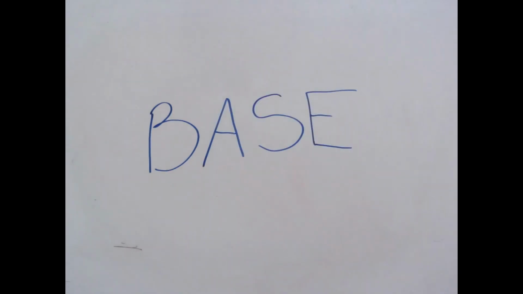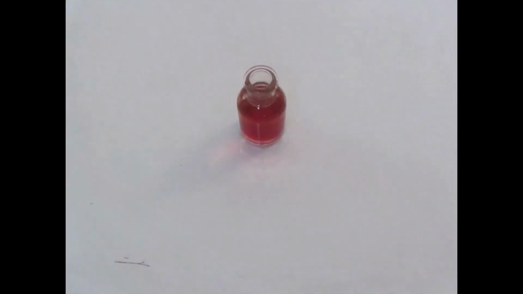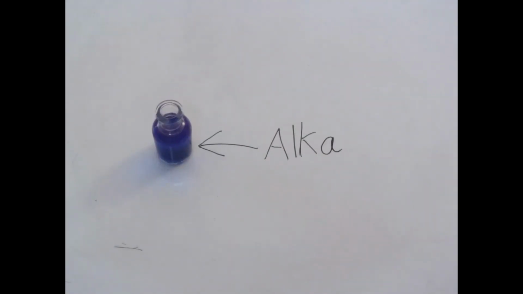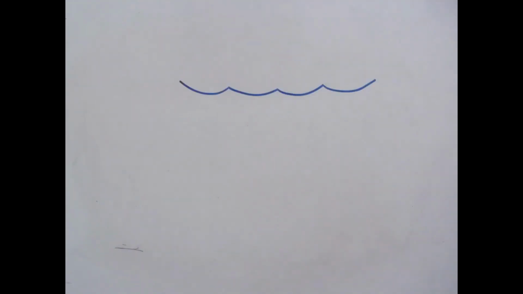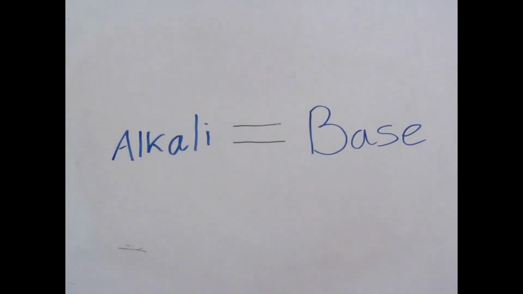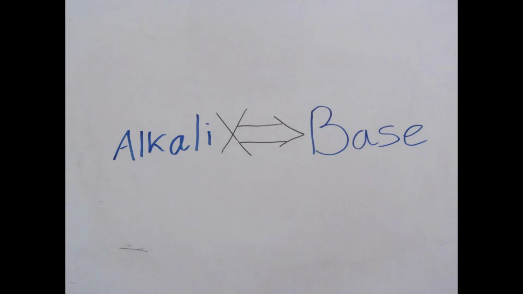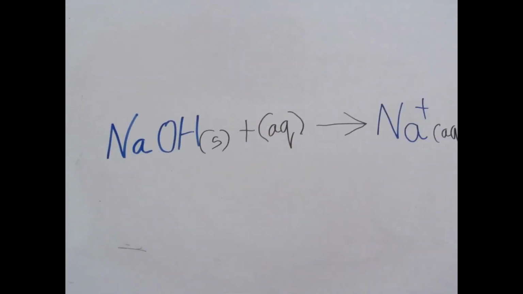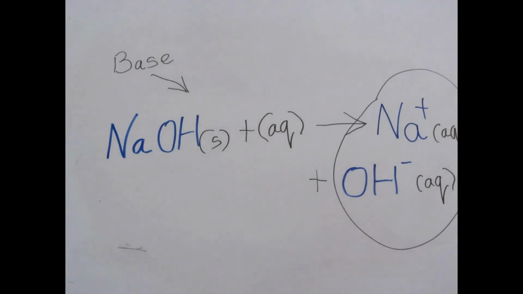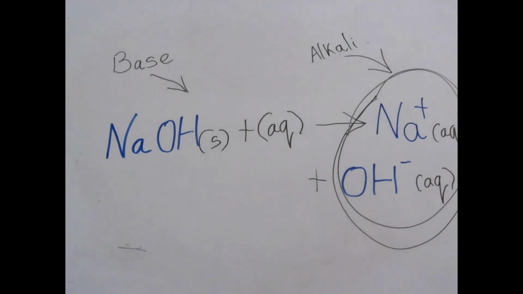What is a base? A base is something which neutralizes an acid to form a salt. The example I have here is actually an alkali. So an alkali dissolves in water, releasing OH- ions. All alkalis are bases, but not all bases are alkalis. Here we have sodium hydroxide, which is our base, because it's a solid. It then dissolves in solution to form Na+ ions and OH- ions. The solution is now an alkali.